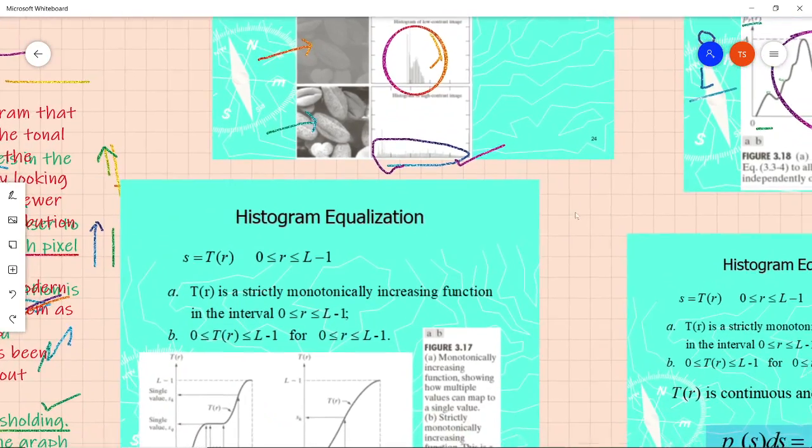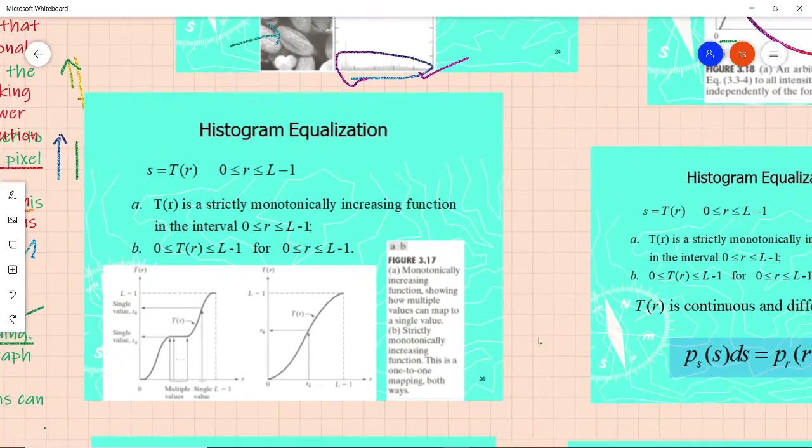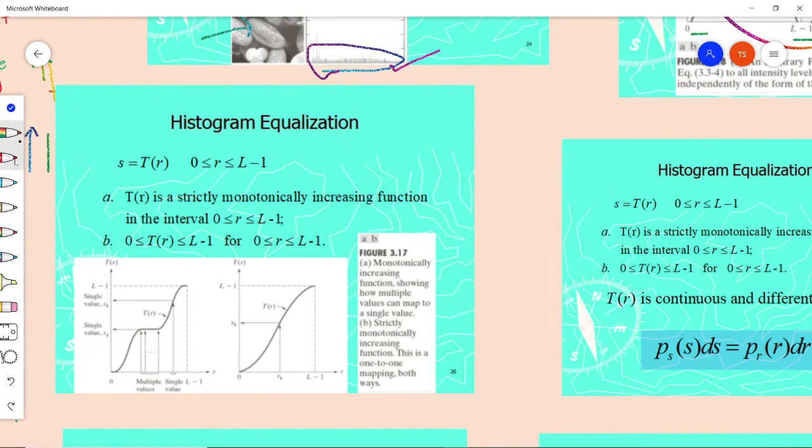Now look at the histogram equalization formula. So a transformation function we applied upon the input intensity levels. So the function is T of R, which is giving the output intensity values S. Always here we used S for the output intensity values, R for the input intensity values. And the range we know 0 to L minus 1.